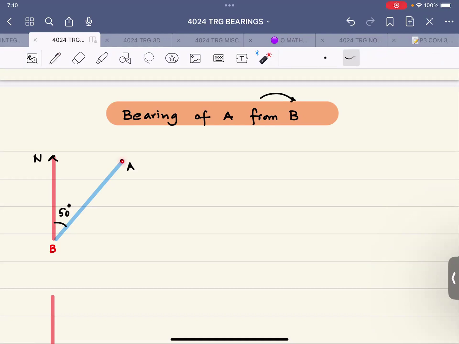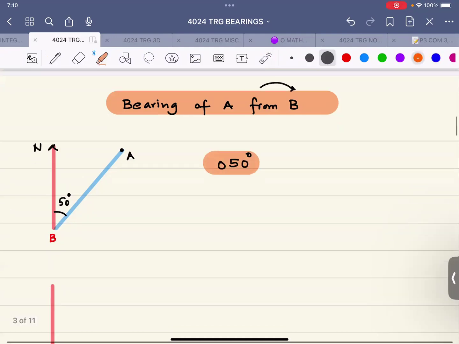So the bearing of A from B, that's the north axis. We go clockwise till we reach the line that connects the 2 points. That is a simple standard and nothing more. The answer is 050 degrees. That is the answer for this part.